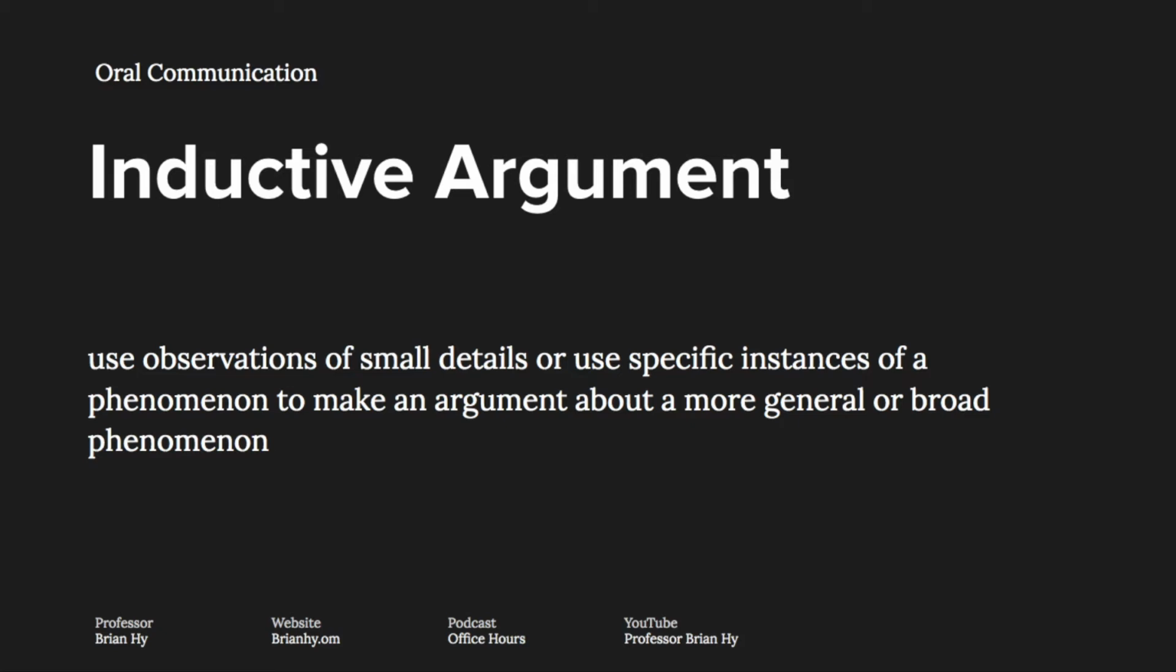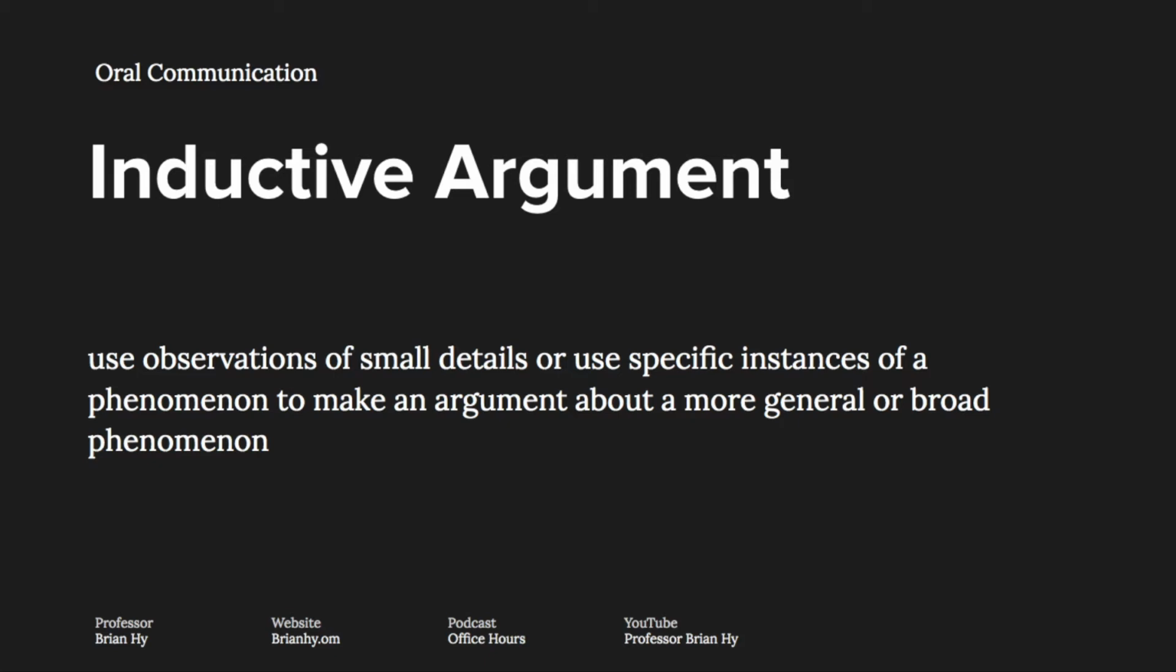Inductive arguments use premises, or statements about what has been observed, and the assumed relationships between those observations to make probable conclusions. In other words, or simply put, inductive reasoning helps us draw conclusions about what is likely to be true, but it's still uncertain.